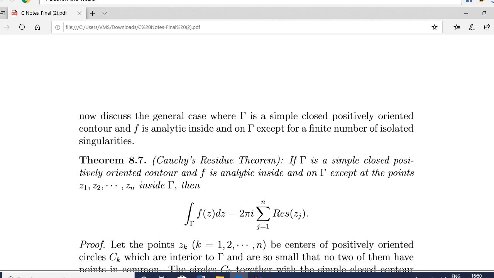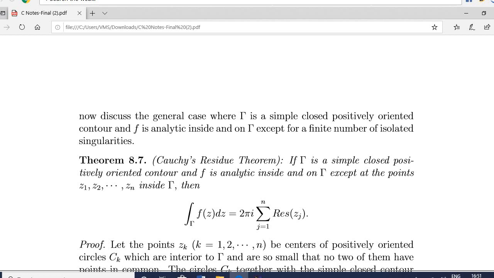Then the residue theorem says that the integral of f(z) over this gamma is equal to 2 pi i times the sum of the residues of the function f at zj. So you compute the residue of f at each of these points z1, z2, zn.